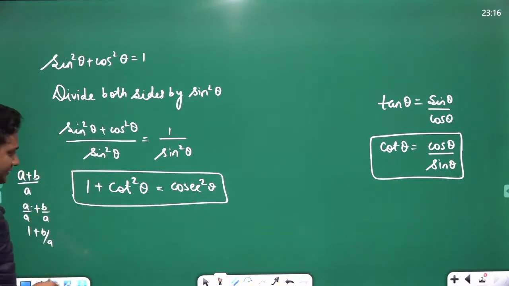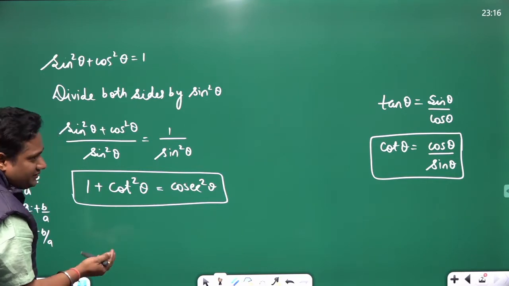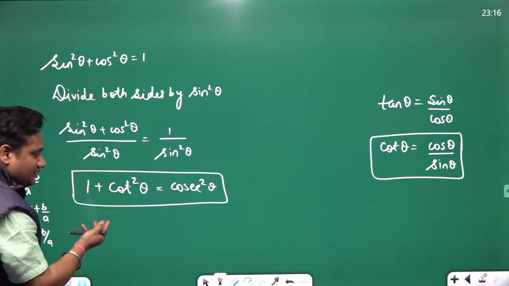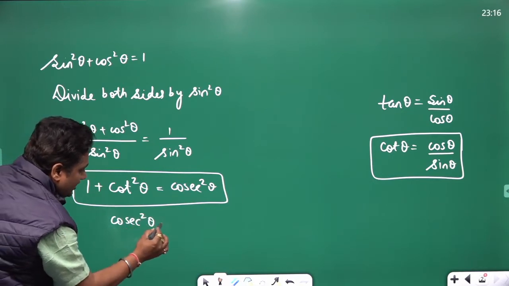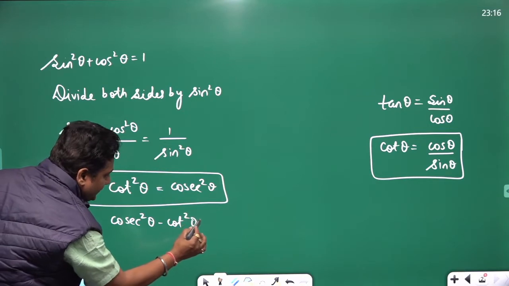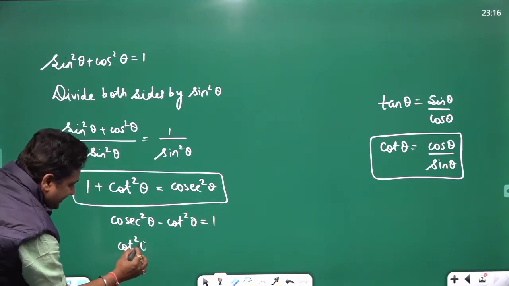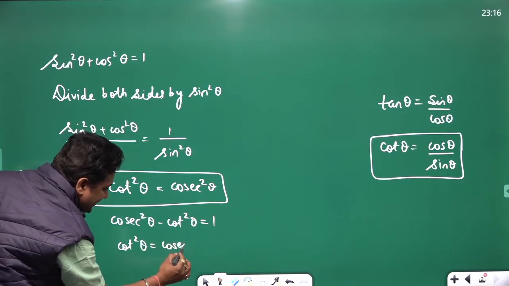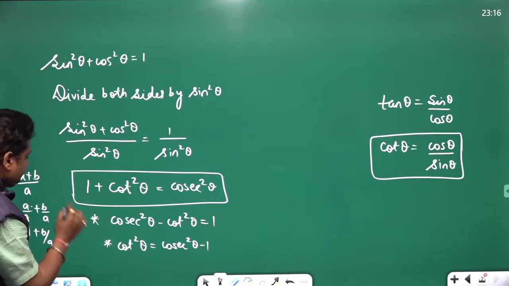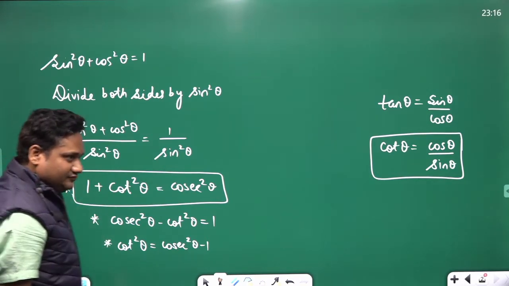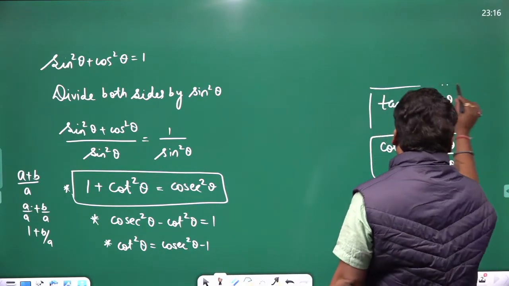Learning part is important. So again, in a 3 dimension we have to learn it. This is one of the dimensions. Another dimension is cosec square theta minus cot square theta is 1. Another one is cot square theta is equal to cosec square theta minus 1, right? Just write down these as well.